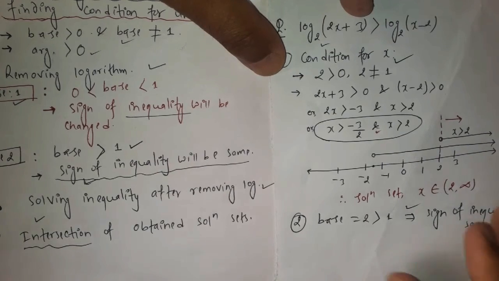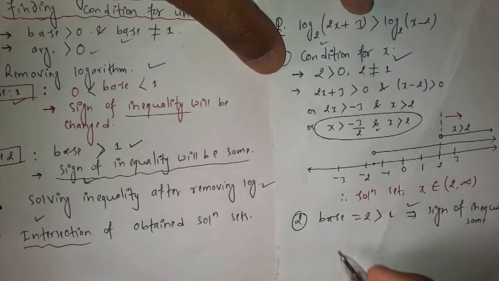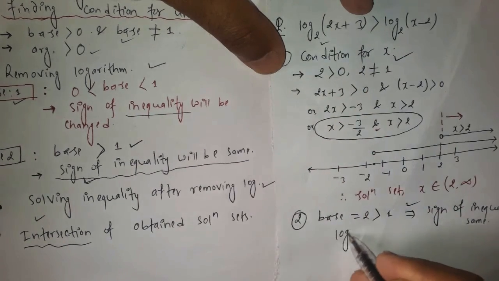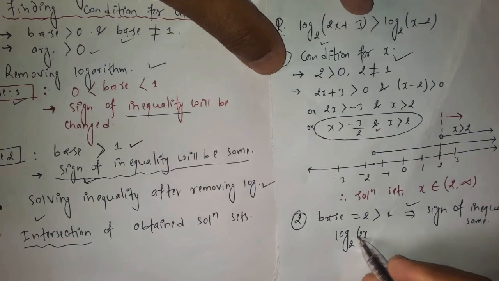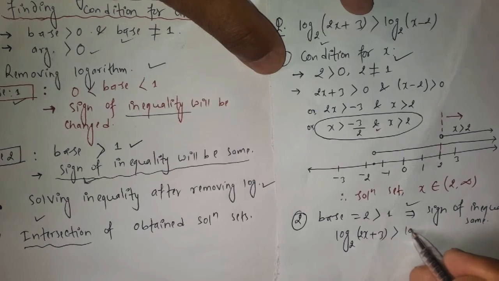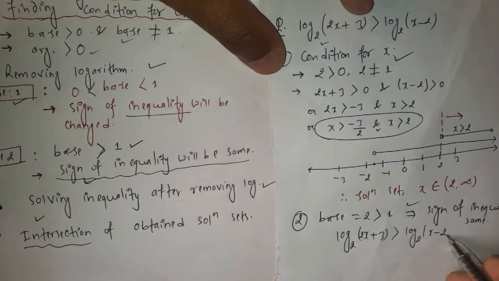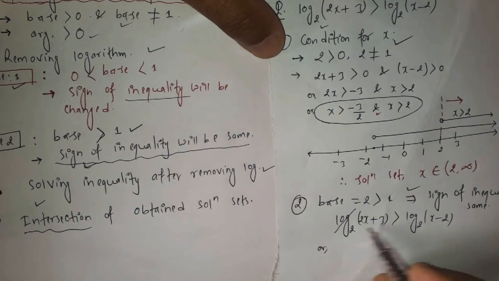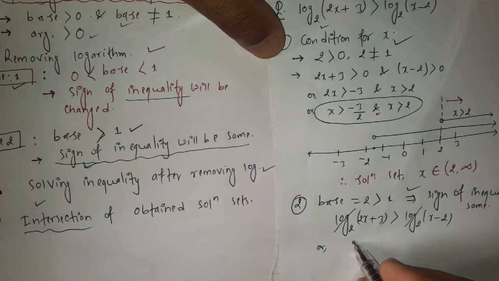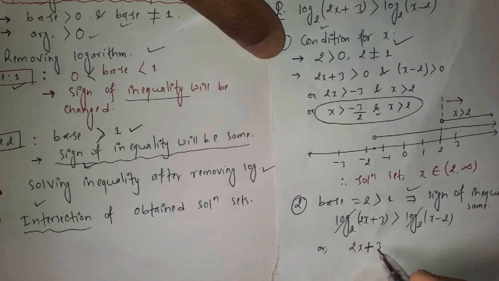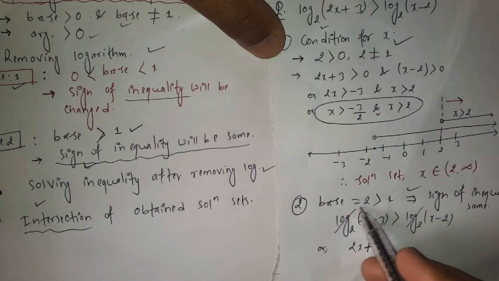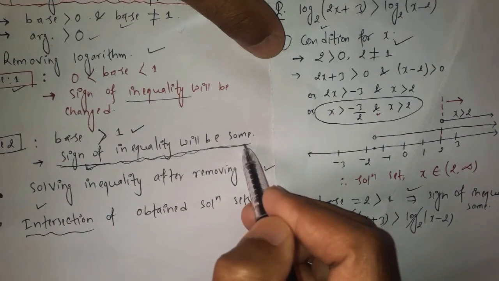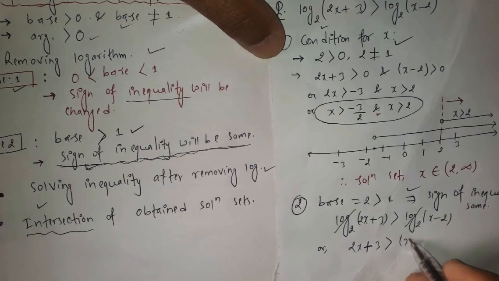When the base is more than 1, then the sign of the inequality will be the same. Now removing the logarithm on both sides. Let's take this inequality: log with base 2 of 2x plus 3 is more than log with the same base of x minus 2. This can be further simplified: we can cancel out the logarithm with base 2 on both sides, then 2x plus 3. It is the case when the base is more than 1, so the sign of the inequality will be the same: x minus 2.